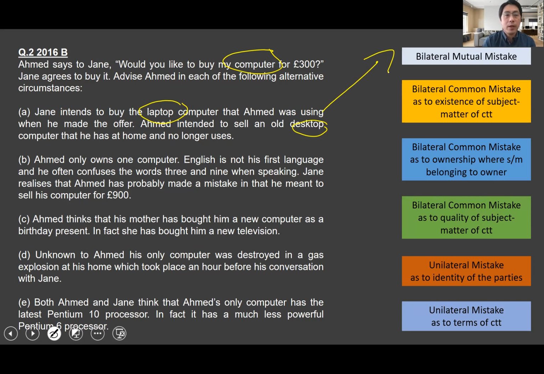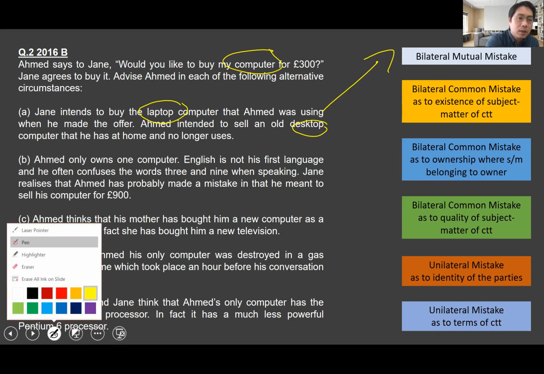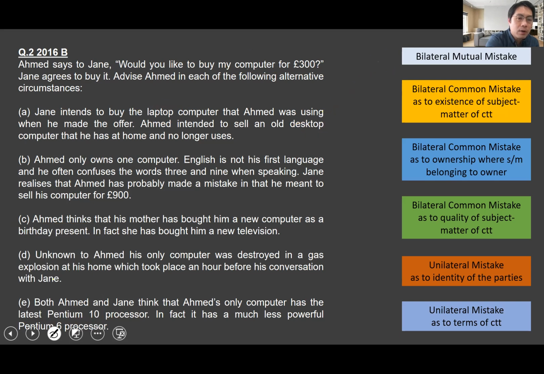Part B. We are now told of Ahmad, where English is not his first language and is often confused with the words 3 and 9. And crucially, this next part, which I would like to draw to attention, is where we are told of how Jane realizes that Ahmad has probably made a mistake. This is a crucial part for part B that allows you now to straight away identify that Jane is not the one mistaken. Jane knows that Ahmad is the one who's mistaken.